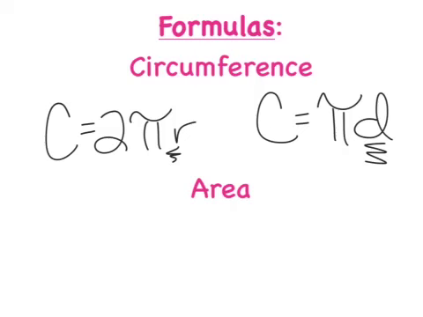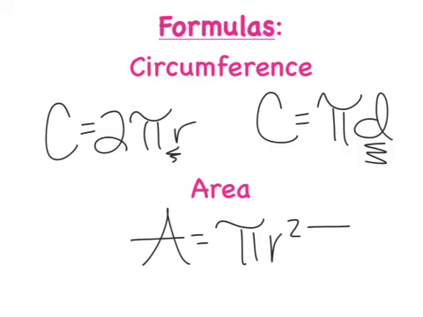Now, our area is different. We're going to use the same one every single time, and it is A equals pi r squared. And that means if they give us a diameter, we're going to have to divide it by 2 to get our radius. And remember that this 2 right here is actually squared, and so you have to multiply it by itself. It does not mean multiply by 2.